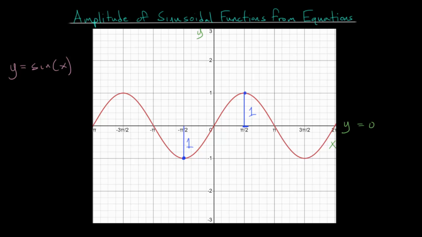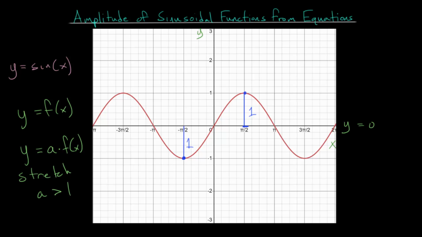We can do that in general if we have some function of x. If we want to scale this vertically, we multiply on the outside of the function by some coefficient, some number a. If we want to stretch this function, then a would have to be bigger than 1. And if we want to shrink or compress the function, then a would have to be some type of fraction.